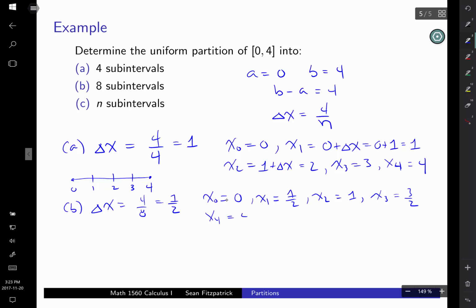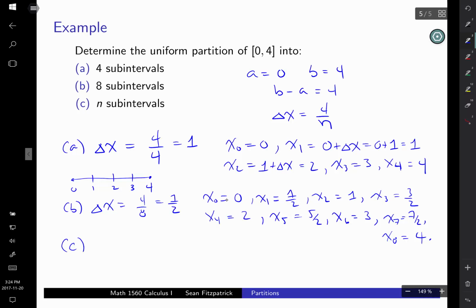x4 is 4 over 2, which is 2. x5 is 5 over 2, that's 2.5. x6 is 6 over 2, that's 3. x7 is 7 over 2, and then of course x8 is 8 over 2, which is 4, which is our right endpoint. So we get where we're supposed to go.